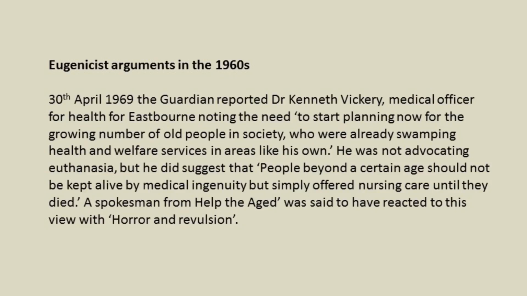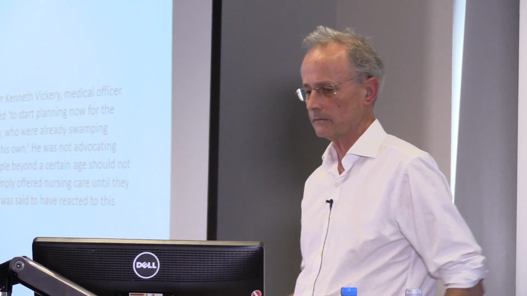Okay, this is in the 1960s, again a medical officer for health, but it's much more restrained. Okay, we need to start planning now for the growing number of old people in society who are already swamping the health and welfare services in areas like his own. He was not advocating euthanasia. Okay, so he's trying to distance himself from that. But he did suggest that people beyond a certain age should not be kept alive by medical ingenuity, but simply offered nursing care until they died. And of course, the journalist feels the need for balance, and so quotes from a Help the Aged spokesman who reacts with horror and revulsion.